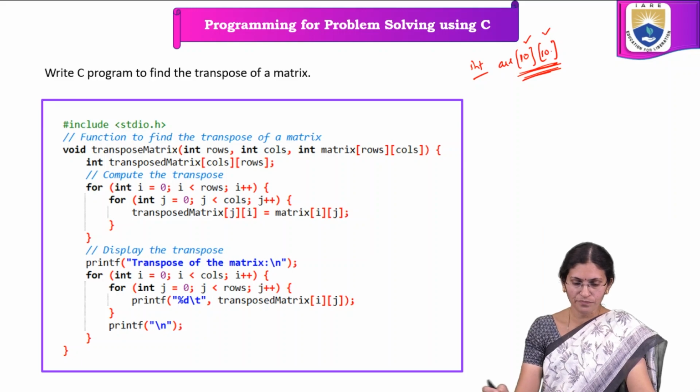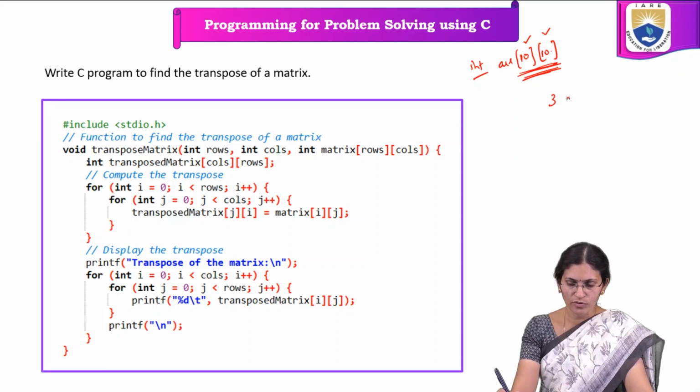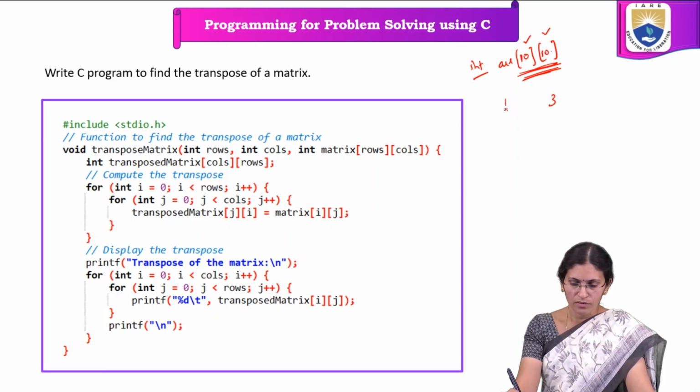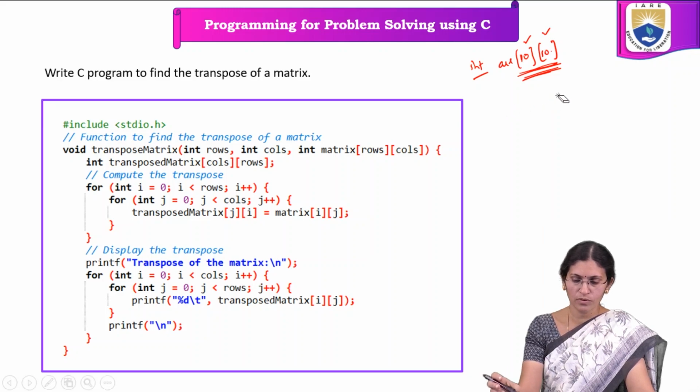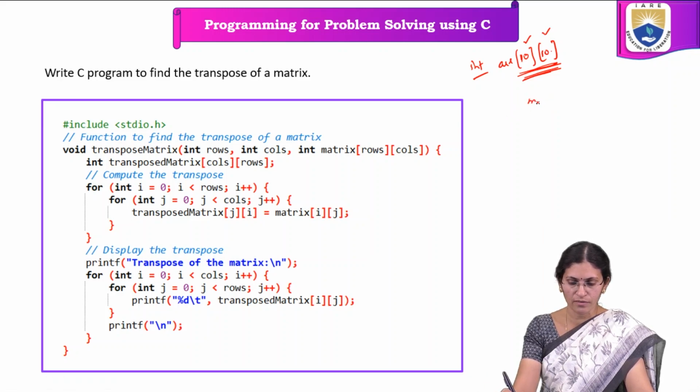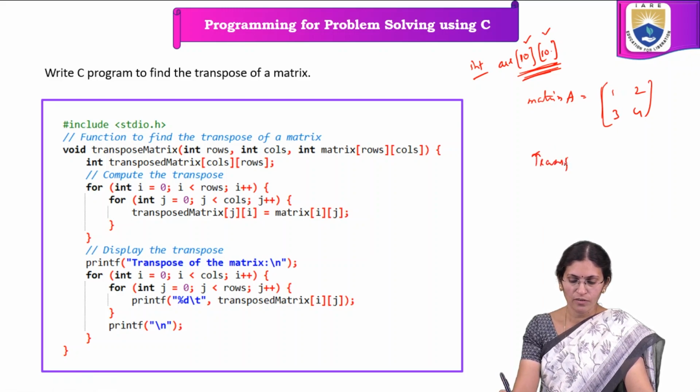Now let us see how we can write the program to find out the transpose of the matrix. Suppose we have a matrix A. In the matrix we have 1, 2, 3 and 4. So this is the matrix which is given. The transpose of A is nothing but 1, 3, 2 and 4.